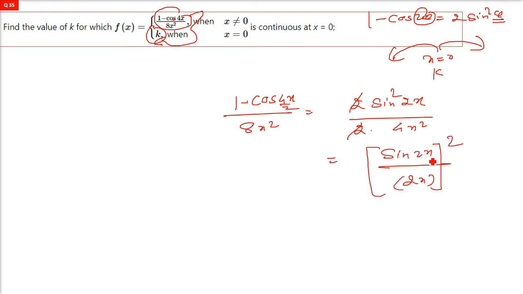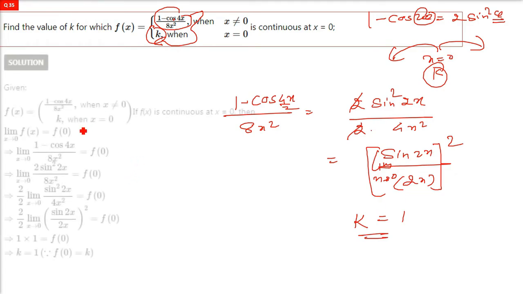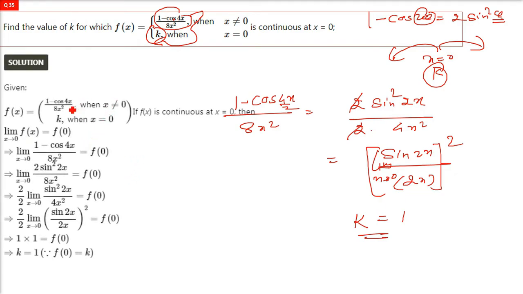So this is whole squared, and now you can apply the limit. Limit x tends to 0, and since sin theta by theta, as we have seen in various questions, limit x tends to 0 for sin theta by theta is 1. So this is 1 square, and you have to equate it with the value of the function at x equals 0, which is k. So k equals 1. Now the answer I showed you, this is how you are going to write exactly while answering in your exam or in your classwork.